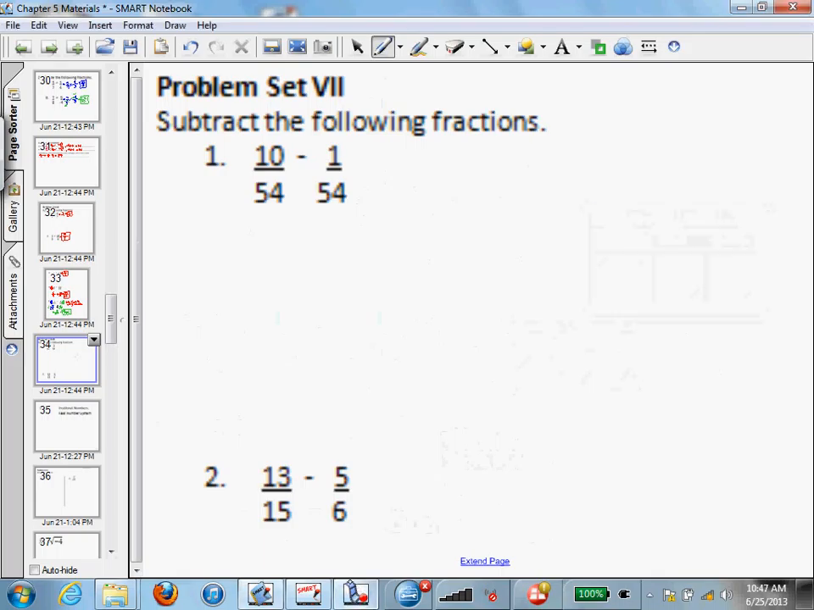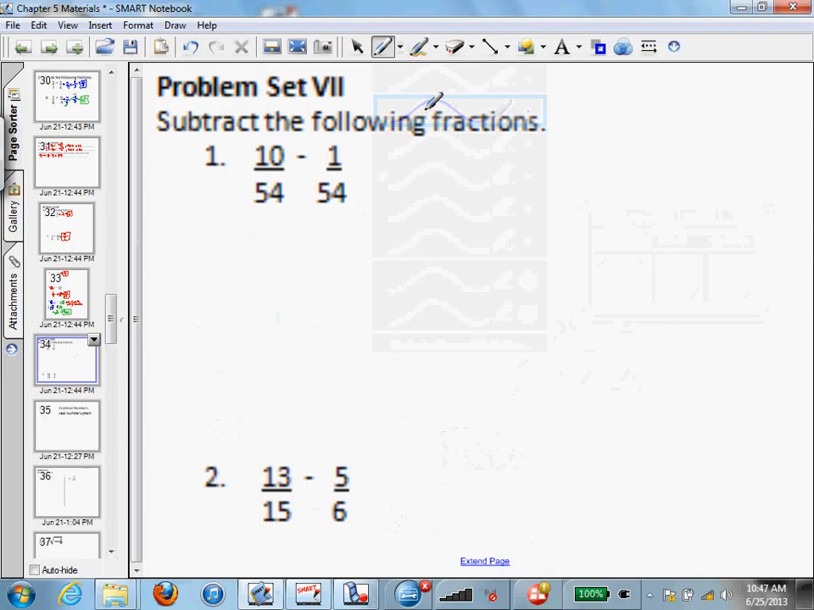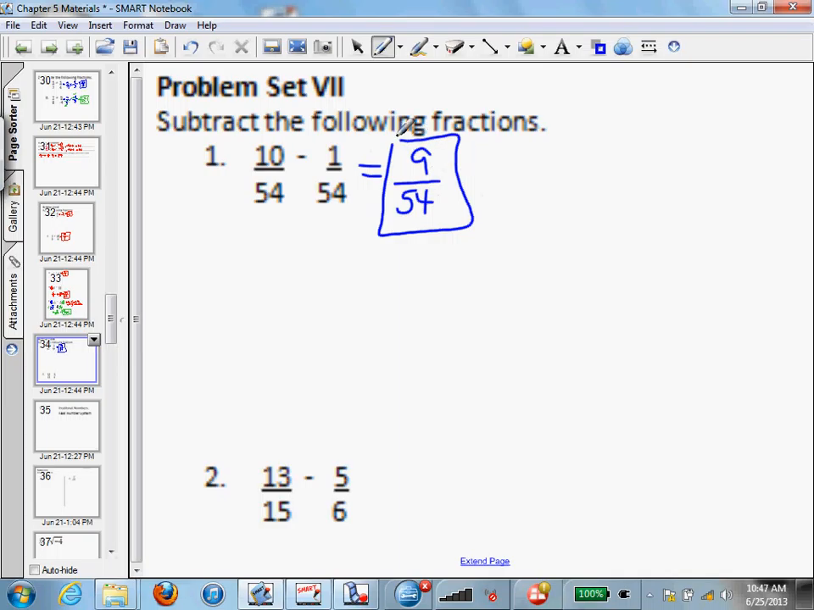Now for problem set 7, it starts off by having common denominators of 10 over 54 minus 1 over 54. If you just carry these out, 10 minus 1 on top is 9. Leave 54 as the denominator for both.